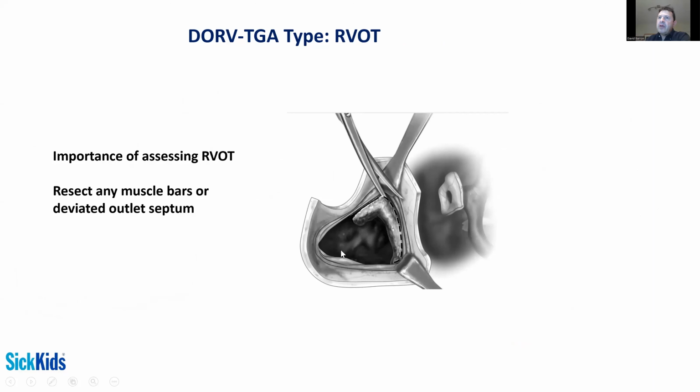Now we look down through that outflow tract, because quite commonly you've got muscle bars or outflow septum that's protruding underneath the valve. It'll create subpulmonary obstruction if you don't address it at this stage. So it's really important to look down through what's going to become your pulmonary outflow tract before you close it all up and carry on with the arterial switch. So resect any muscle bars, make sure this is maximally open so you don't leave them with subpulmonary obstruction.